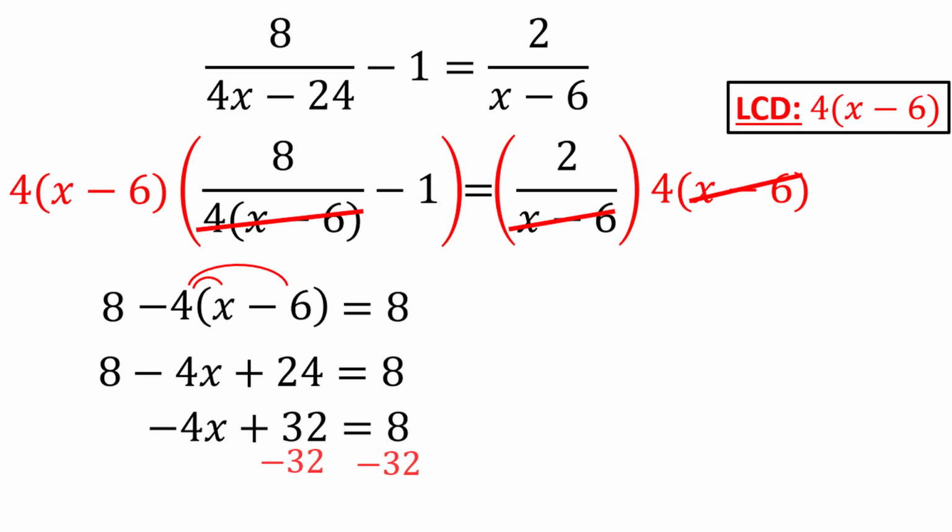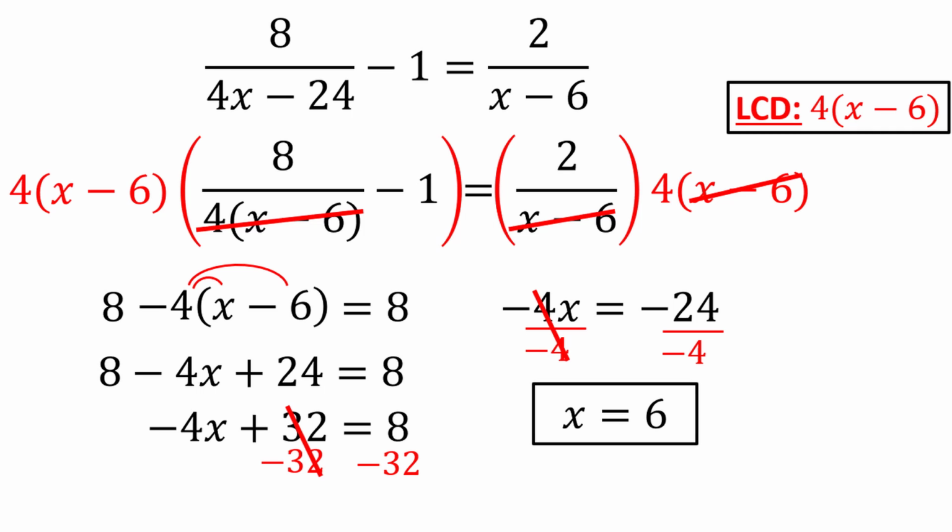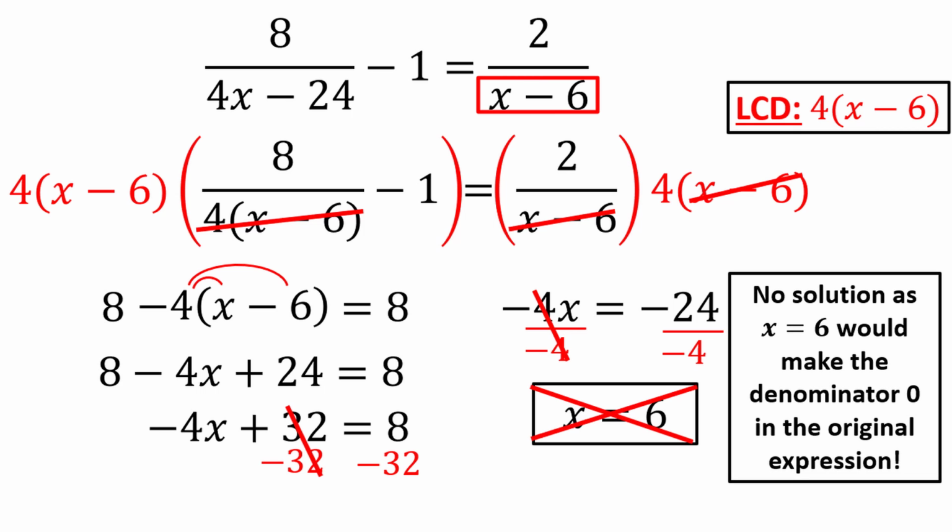Next, we can subtract 32 from both sides to get negative 24. Then we can divide each side by negative 4 to get x is equal to 6. But wait, if we look back at our original equation, x equals 6 won't work, as that will make the denominator 0. Therefore, x equals 6 is not a viable solution, meaning there is no solution to this problem.